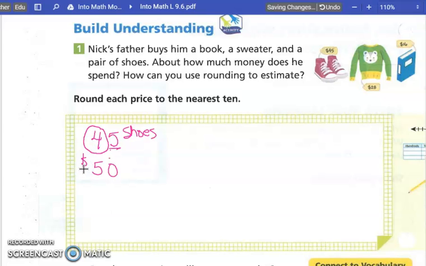Okay? The sweater is $28. And they want us to round to the nearest 10. So we're going to circle the number in the tens place. So when I look at your paper, I should see all this. And we're going to underline the 8, hopefully. Now, is the 8 less than 5 or 5 and greater? So what's that going to do to our 2? A 3, right? Okay, and this was the sweater.